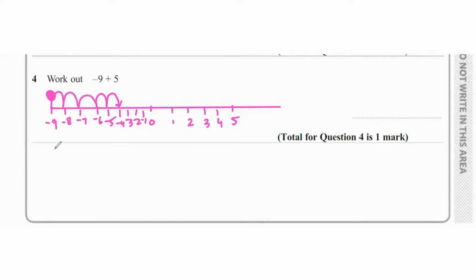The reason why we're going 5 units to the right side is because we're adding 5. So when we reach 5 units to the right side, from -9, we stop at -4, which is going to be our answer.